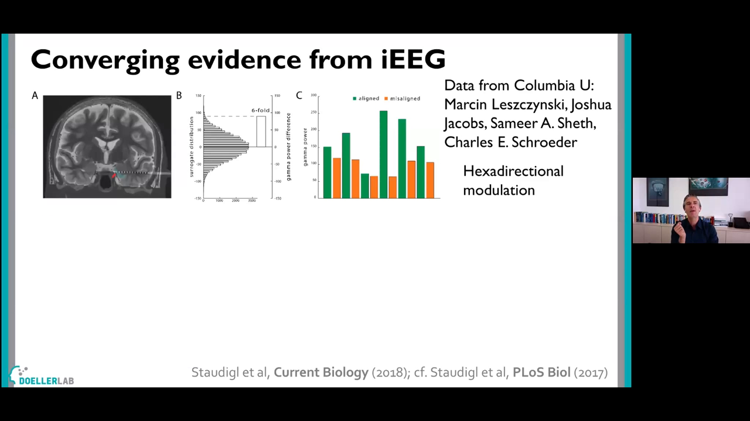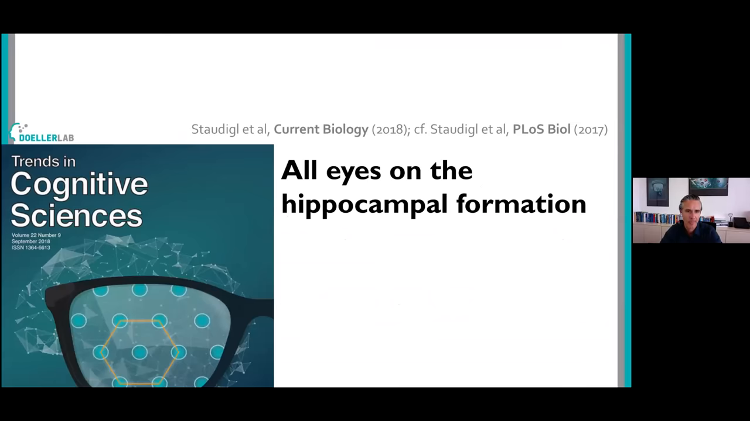And we also see evidence for this six peak modulation of gamma activity in entorhinal cortex as a function of the gaze direction of the patient. This has also been shown in other work by Nicola Axmacher's group and by Josh Jacobs himself.